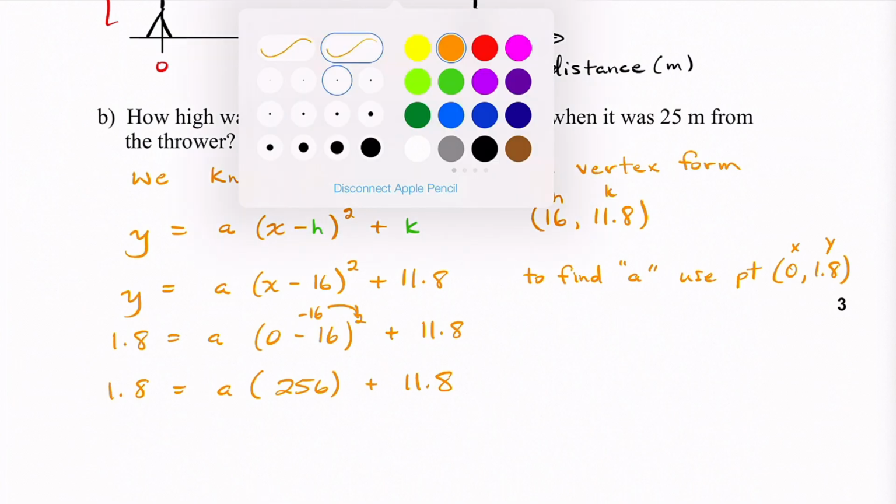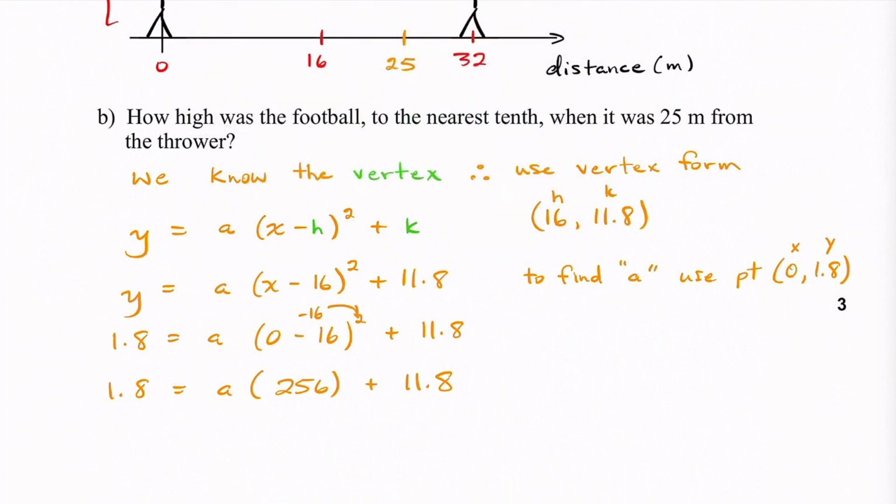Okay, so let's start isolating that a. So we got to get rid of this, and we got to get rid of this. First thing we want to get rid of is this 11.8, so subtract 11.8 from both sides. It's going to cancel there. And then 1.8 subtract 11.8 is just going to give us negative 10. Then on the other side, 256 times a is just 256a.